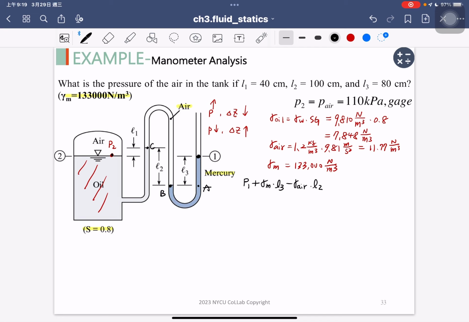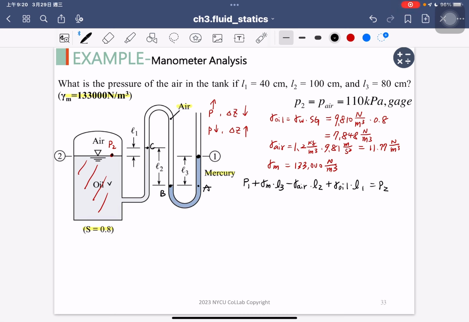Okay, so right now the pressure, I'm going to move to the point here, and finally I need to move back, going down to the 2 point here. Okay, so again, because right now we are going down, the pressure is increased, and here the liquid is the oil. So I use the plus gamma oil and multiply the L1, and then we're equal to the P2.